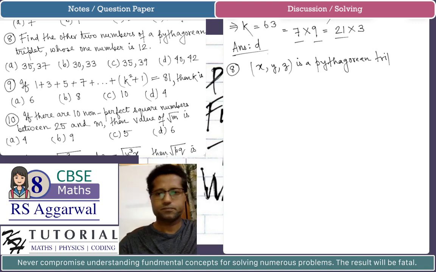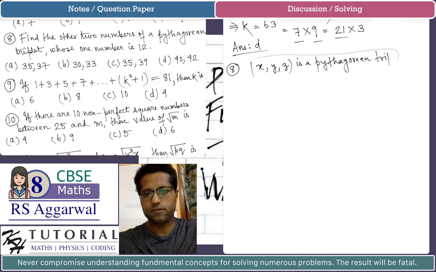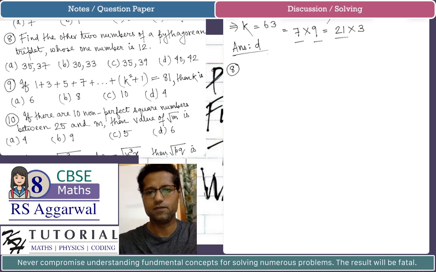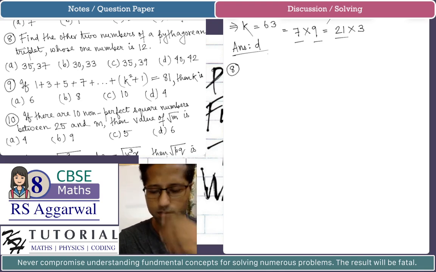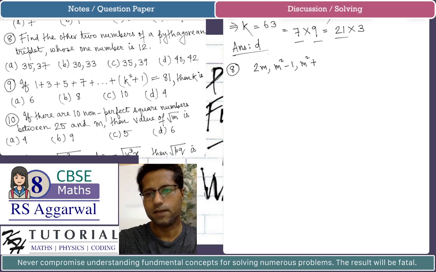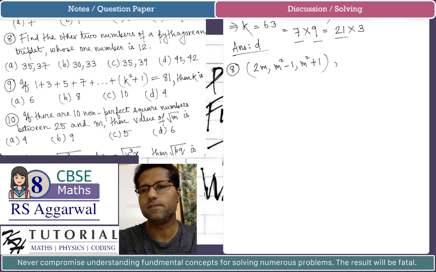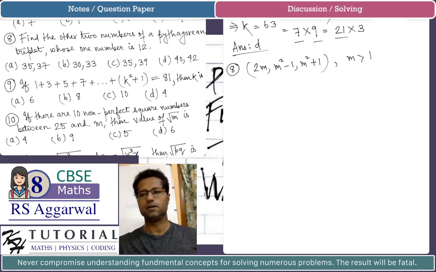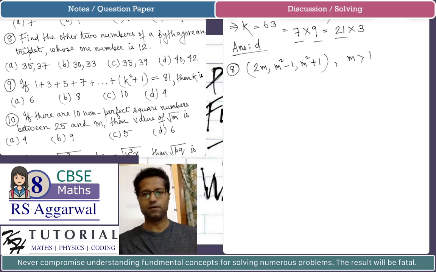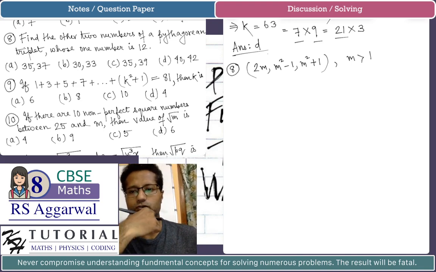Now whenever you have this kind of problem, that find the other two numbers of a Pythagorean triplet whose one number is 12, you always try to see whether you can have the Pythagorean triplet in the form twice m, comma, m square minus 1 and m square plus 1, where m is a natural number greater than 1. M has to be greater than 1. So one of the Pythagorean triplet numbers is given to be 12.